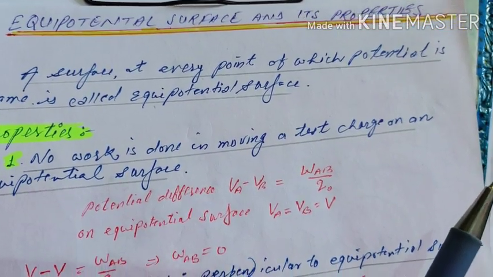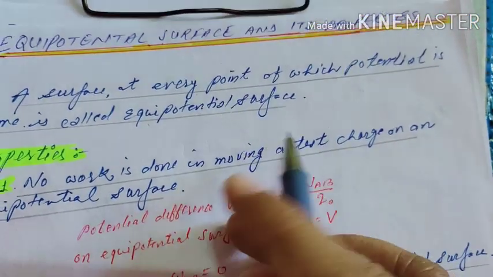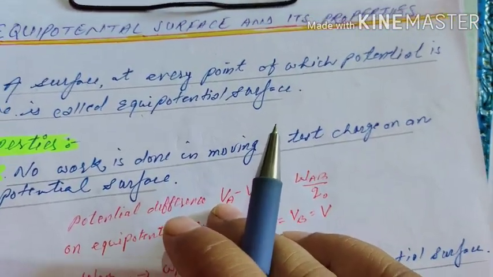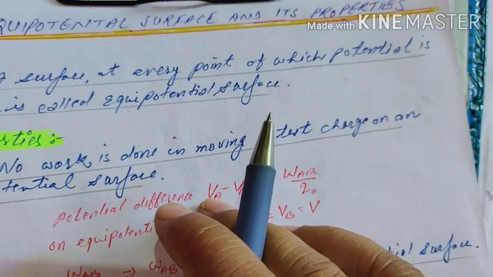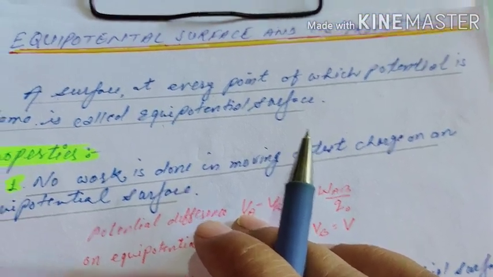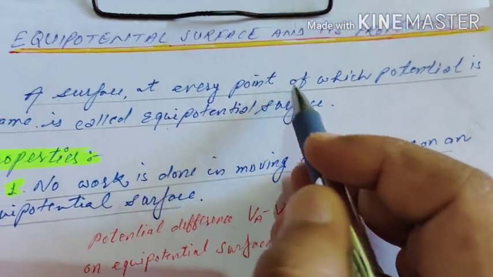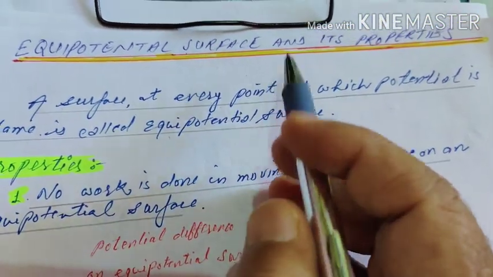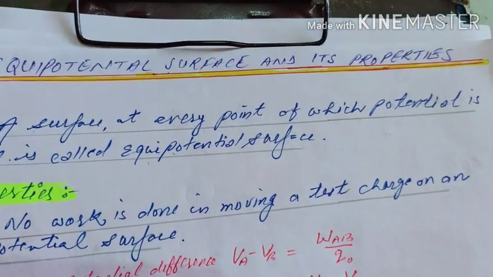But potential is the amount of work done in bringing the charge from infinity to that surface. This means that you can bring any test charge from infinity to any point on that surface, and work done remains the same. So a surface at every point of which potential is the same means work done is the same, and that surface is called an equipotential surface. So what are the properties?